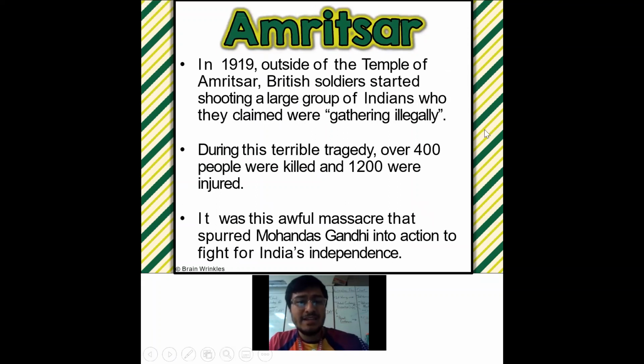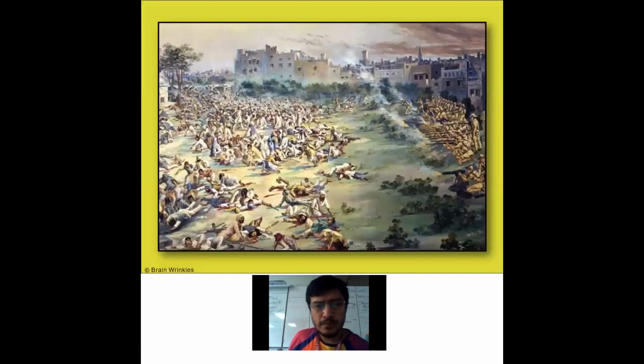Amritsar. In 1919, outside of the temple of Amritsar, British soldiers started shooting a large group of Indians who they claimed were gathering illegally. During this terrible tragedy, over 400 people were killed and 1,200 were injured. It was this awful massacre that spurred Mohandas Gandhi, one of the big figures in India that we're about to talk about, into action to fight for India's independence. And here we see an artist's rendition of the Amritsar Massacre.